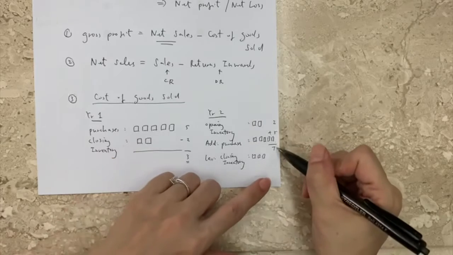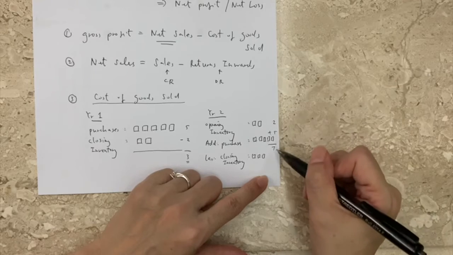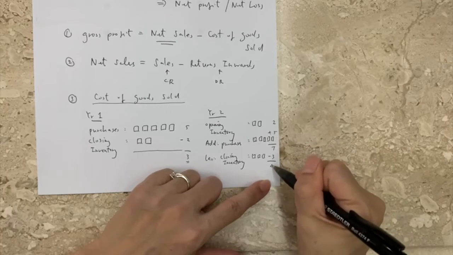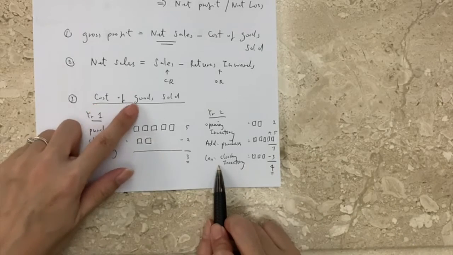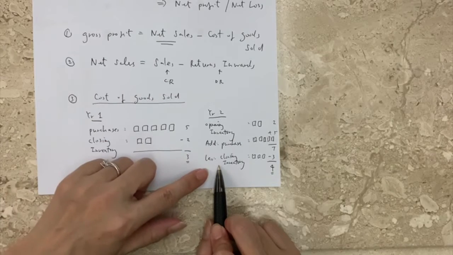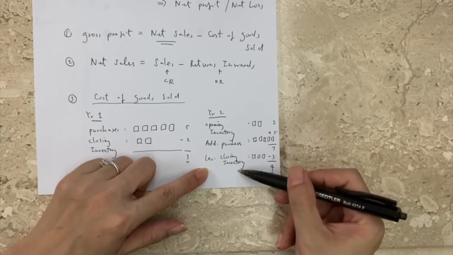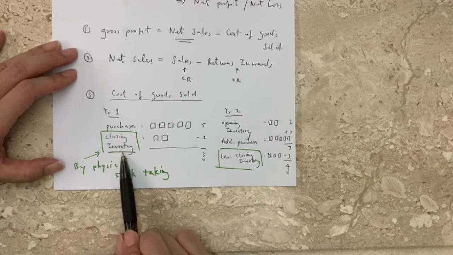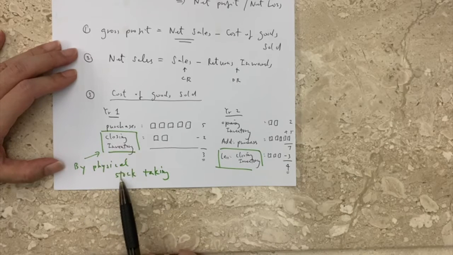Okay, so this is 7. 7 is 2 at the beginning. Buy another 5, we get 7, and then minus 3 left, so that we sold 4 in year 2. So therefore, we have this cost of goods sold formula, which is equal to opening inventory plus purchases and minus closing inventory. All right, and how do we get this closing inventory? We go to the warehouse and just count how many units are left, and then we call that physical stock taking.